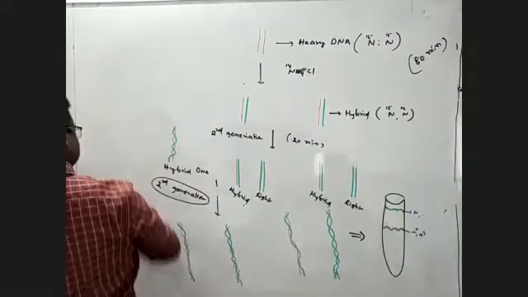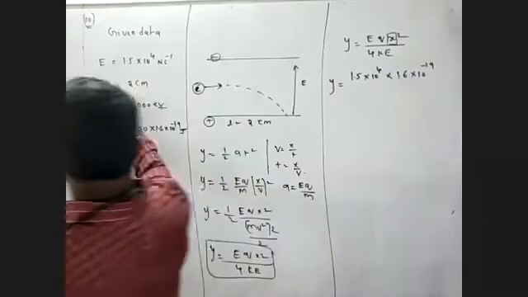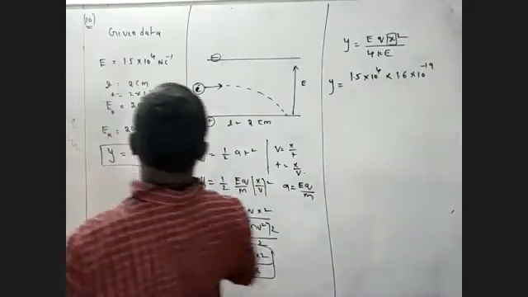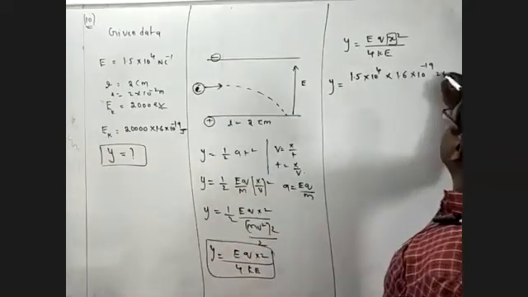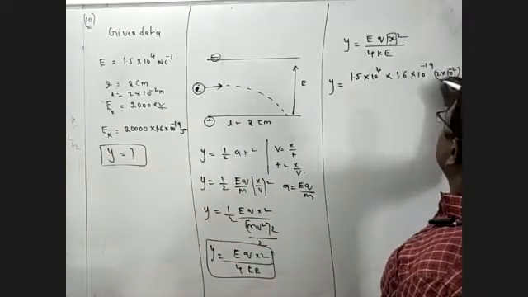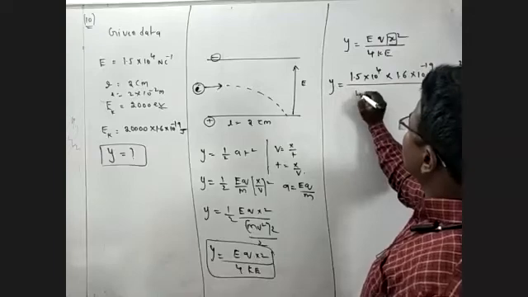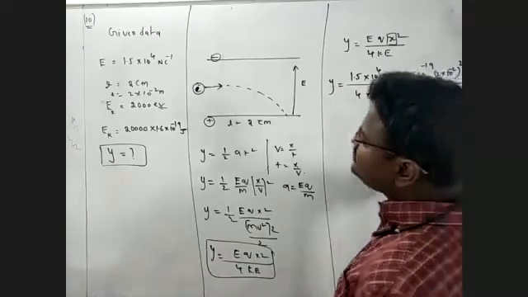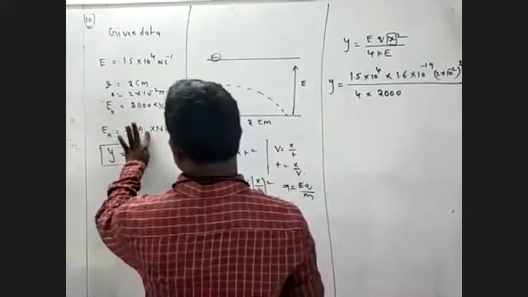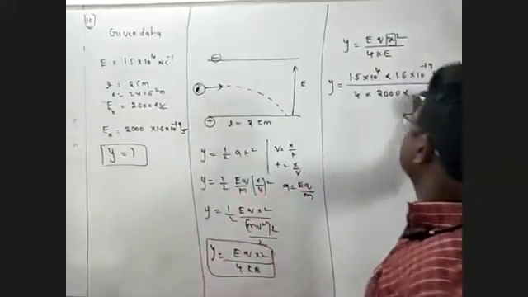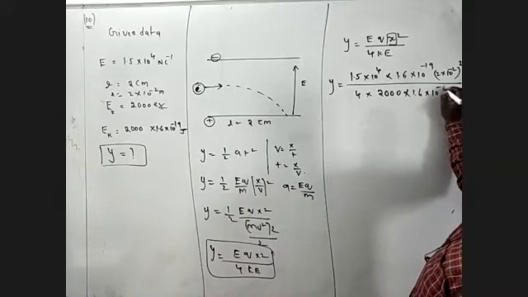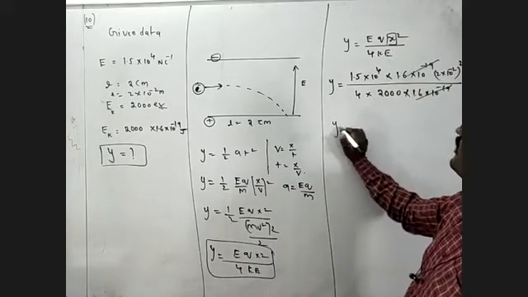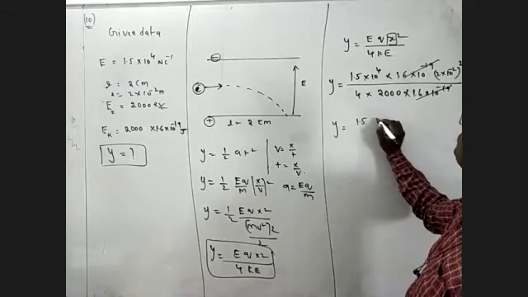The length of the plate is converted into 2 into 10 to the power of minus 2 meter. Then (2 into 10 to the power of minus 2) whole square by 4 into kinetic energy. Kinetic energy means 2000. Sorry, this is 2000 into 1.6 into 10 to the power of minus 19. So these cancel each other.